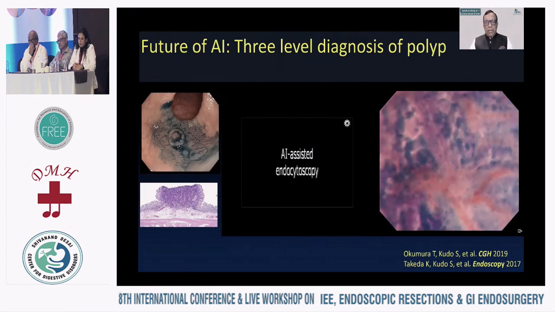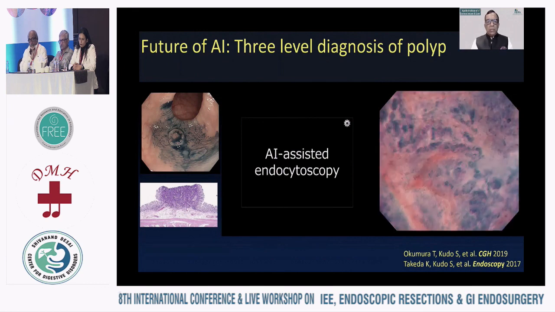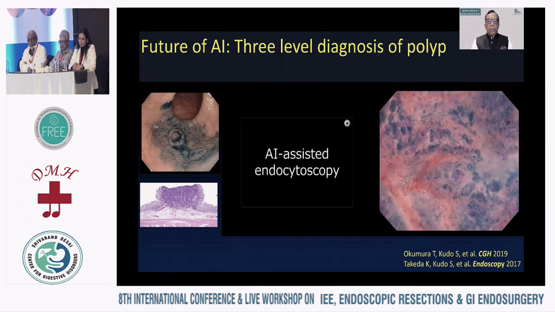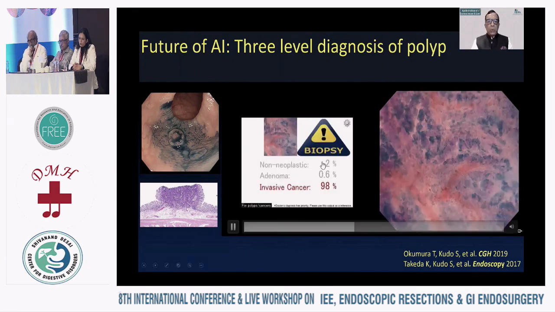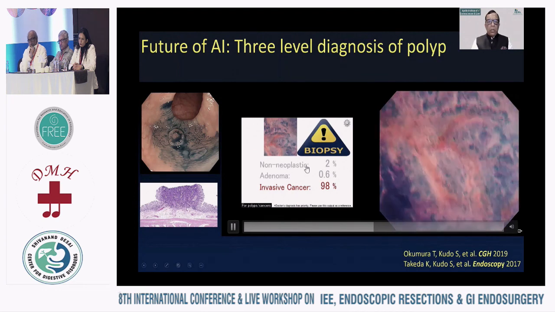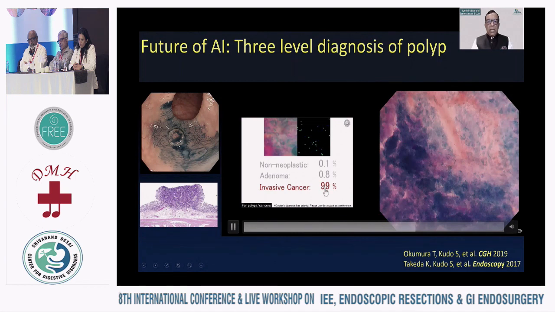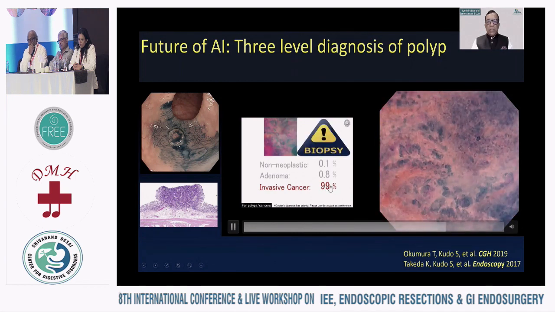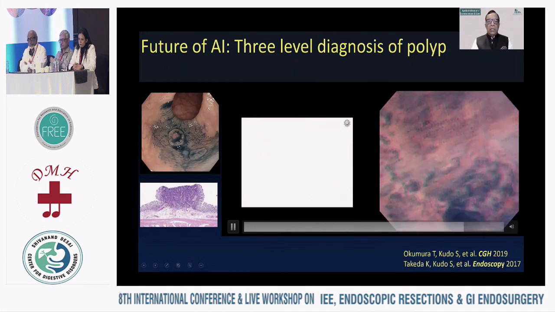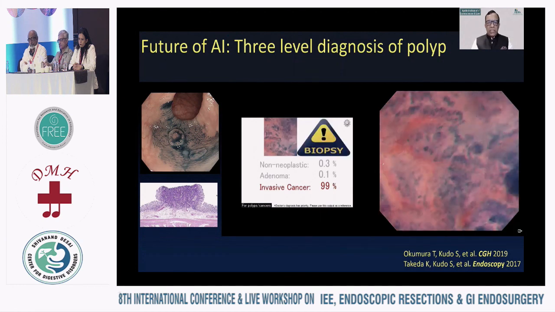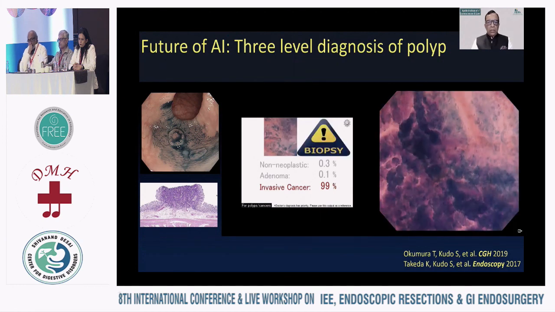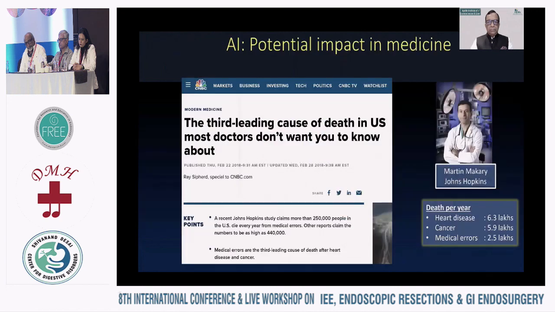The future looks bright. This is a new device, not yet commercially available, where the polyp can be characterized at 3 levels: non-neoplastic, adenoma, as well as invasive cancer. So by looking at the mucosa and using endocytoscopy and artificial intelligence, you can even say whether the cancer which you are seeing is invasive or not. So this is, again, very, very interesting.